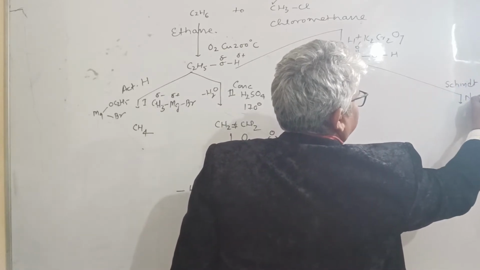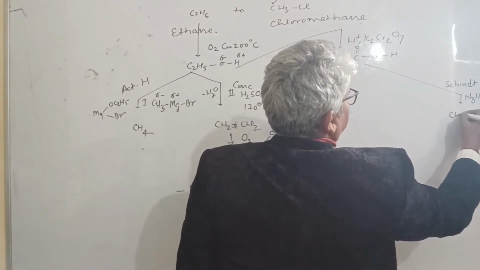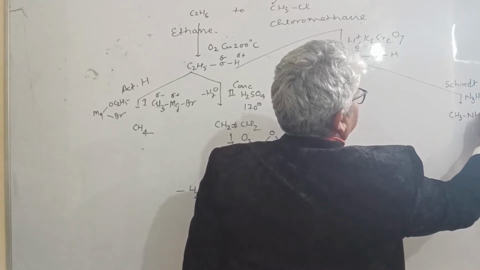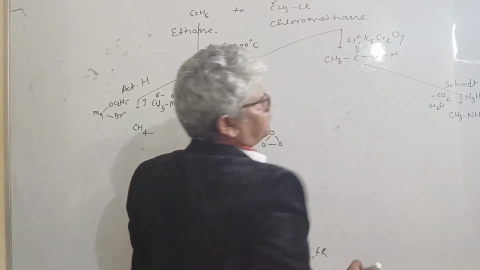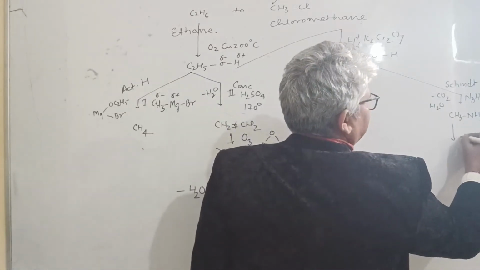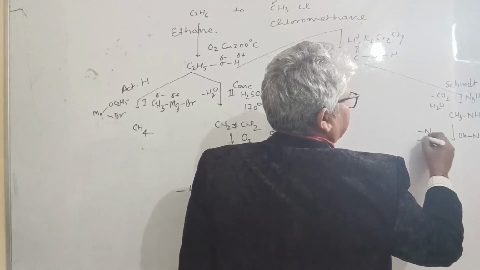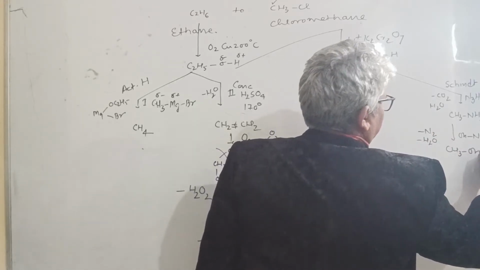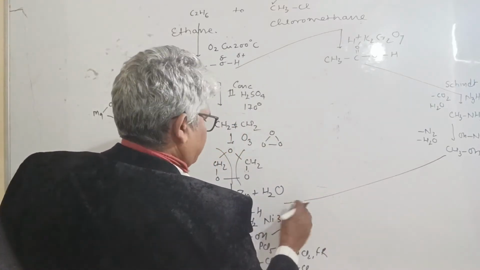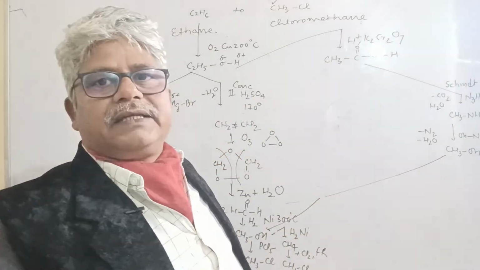In this, it is made to react with hydrazoic acid to give amine followed by carbon dioxide and water. Amine can be made to react with nitrous acid to give alcohol, and alcohol can be converted back to halide like this.